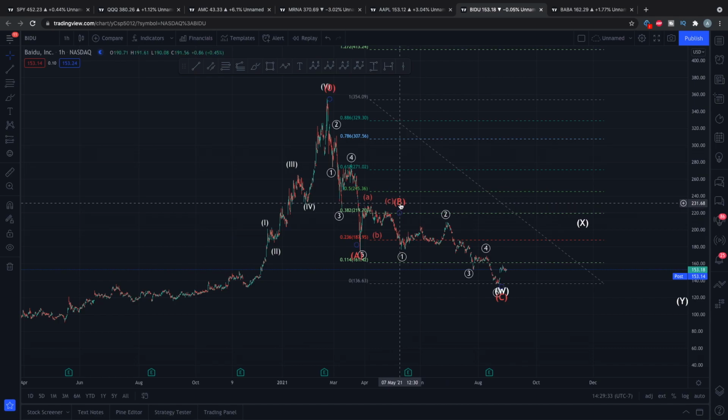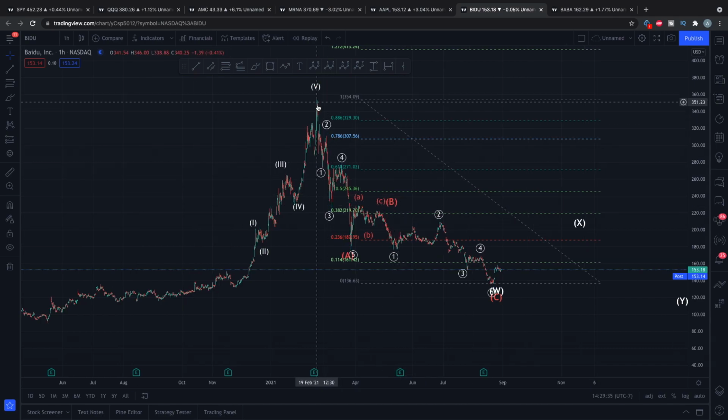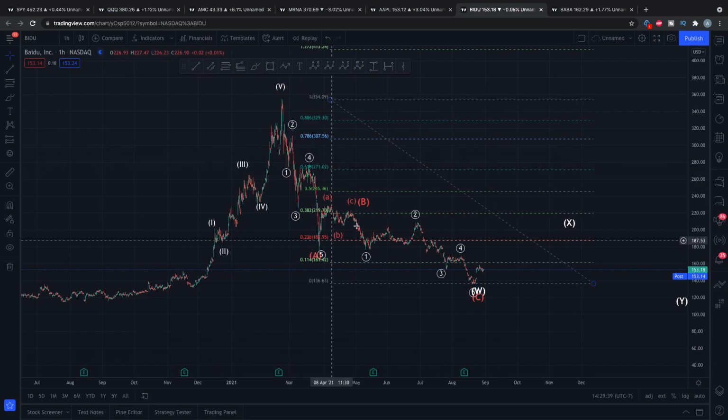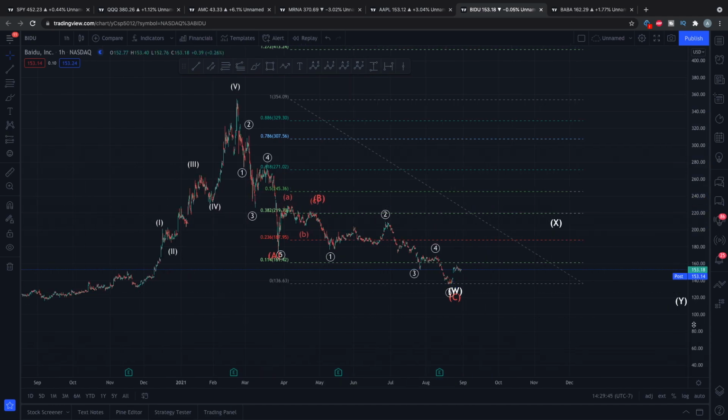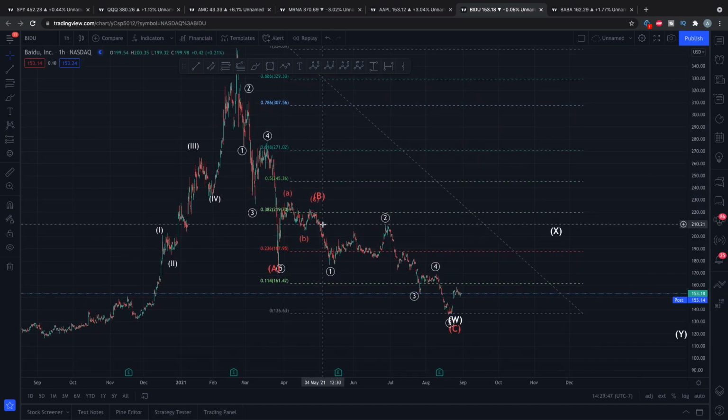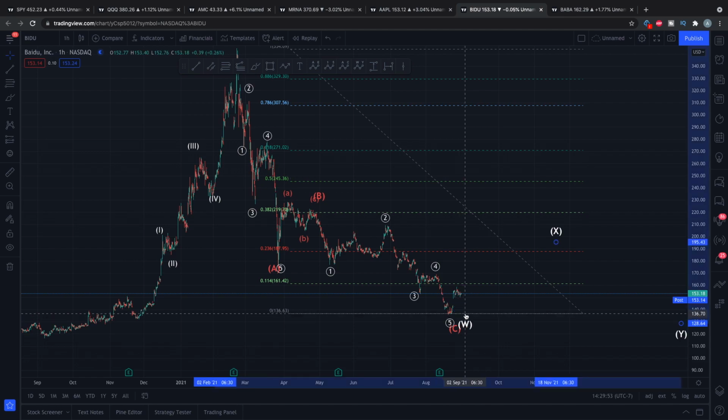And that forms your simple ABC correction. So we have that A wave downwards to form a 1, 2, 3, 4, 5, and then a B upwards for that simple 3-wave move. So ABC for that B wave. And now it looks like we've actually bottomed out for that C wave downwards. So we have a wave 1 down, wave 2 up, wave 3 down, wave 4 up, and then a wave 5 downwards. And so far that looks like the bottom, and that would form your W wave.